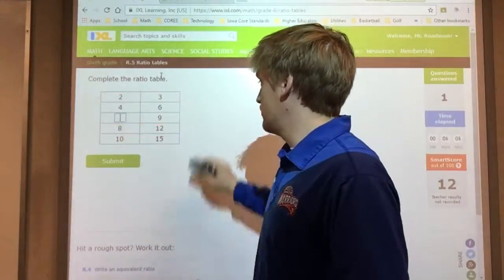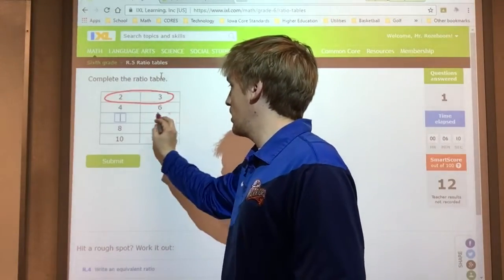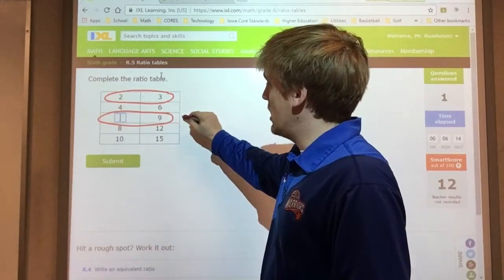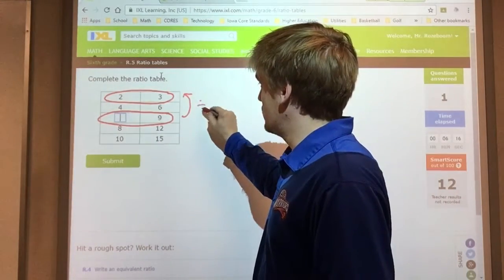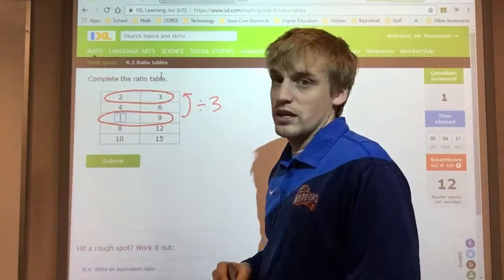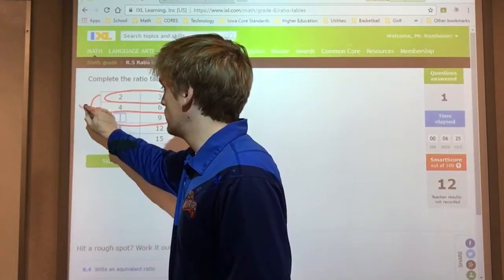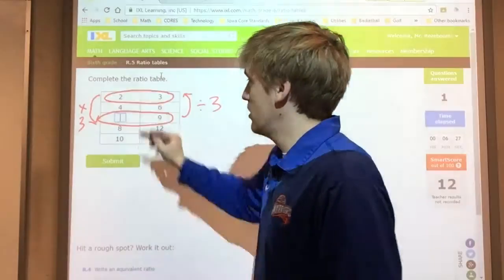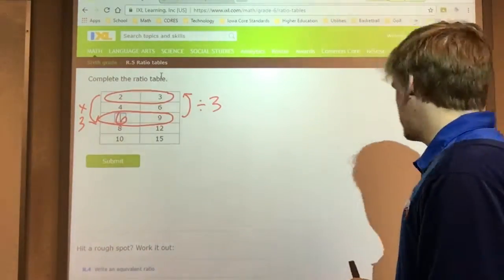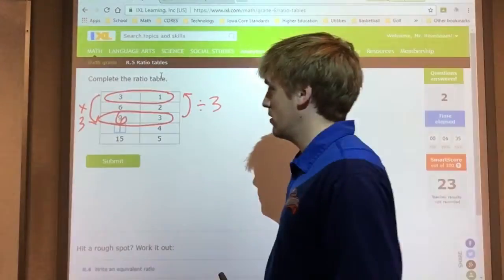The next one, I'm going to take the top row again, and the row that I need to figure out. And I'm going to take 9 divided by what gives me 3? Well, 9 divided by 3 gives me 3. So I'm going to take 2 times 3. 2 times 3 is 6. So I'm going to type in 6. Okay?